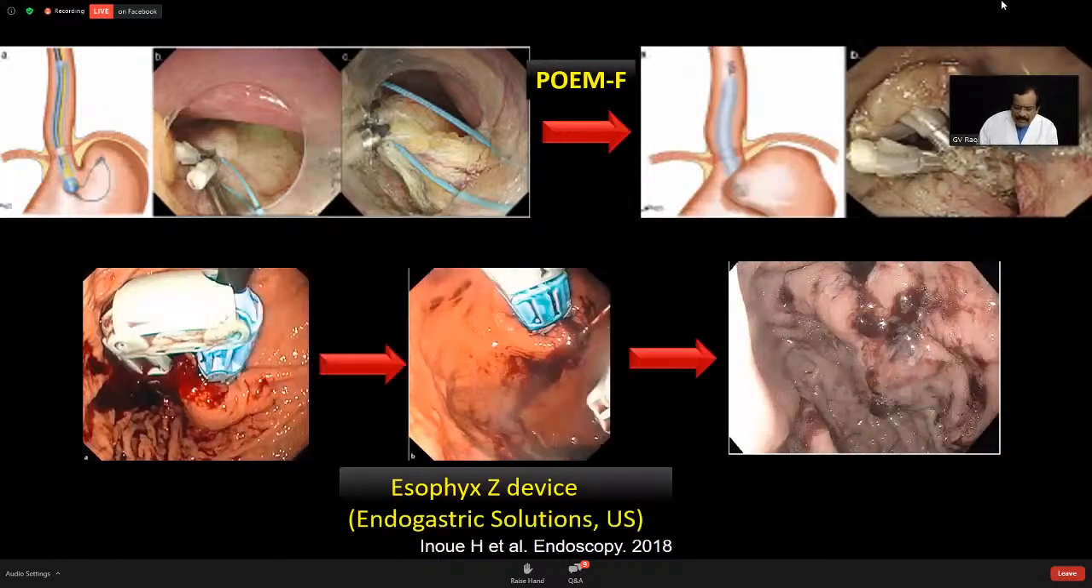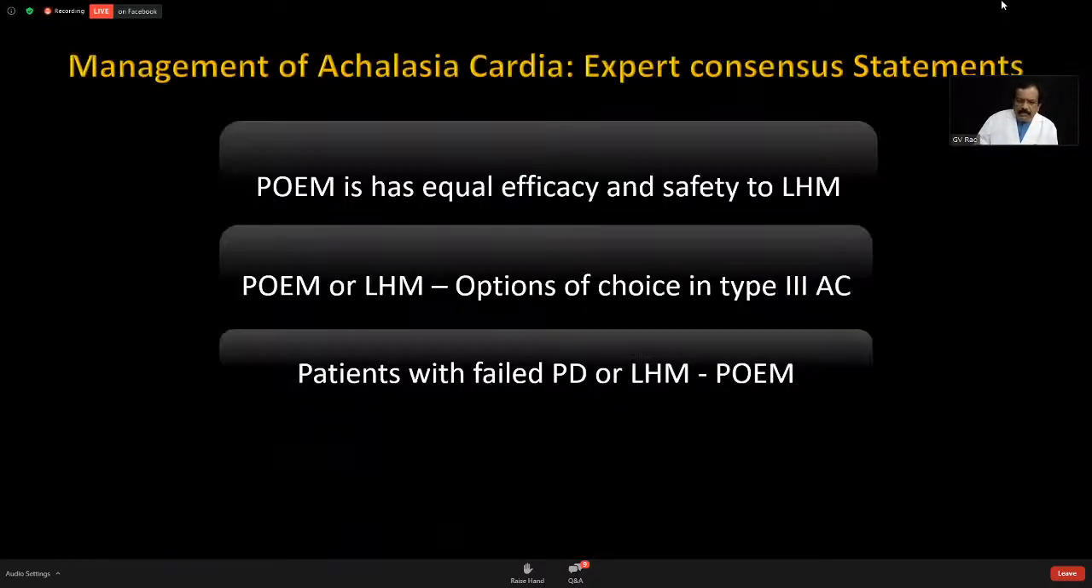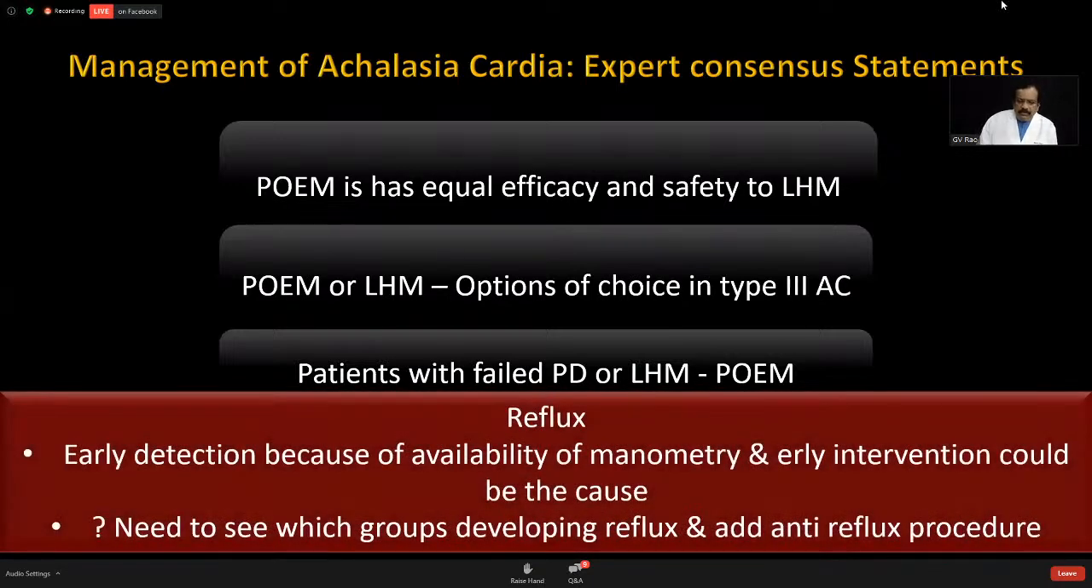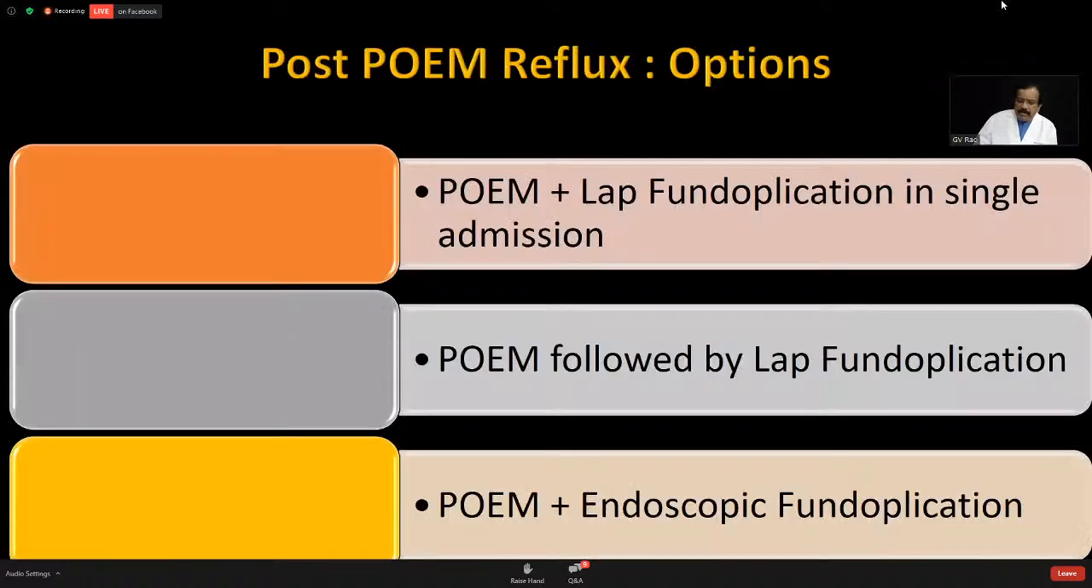This is still in infancy. We just have to wait for the long-term results before we can say this can be done very, very safely. But yes, it can be. It is shown that we can do some sort of a fundoplication endoscopically. So, though POEM has equal efficacy to laparoscopic Heller's myotomy, the reflux that is associated with POEM is of concern, and we need to identify this group of patients who will develop reflux.